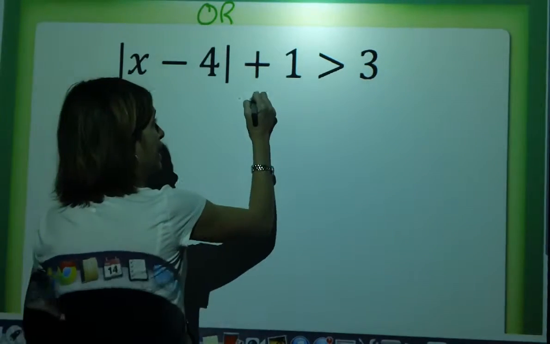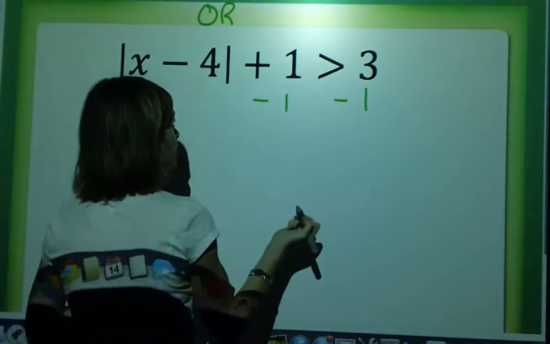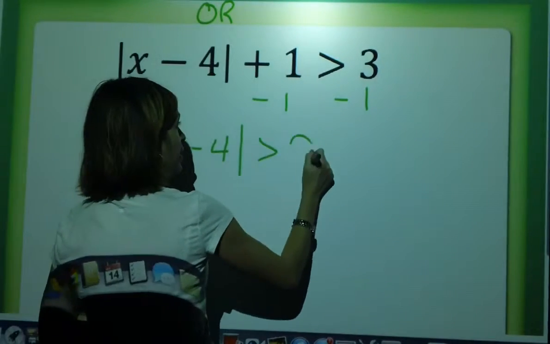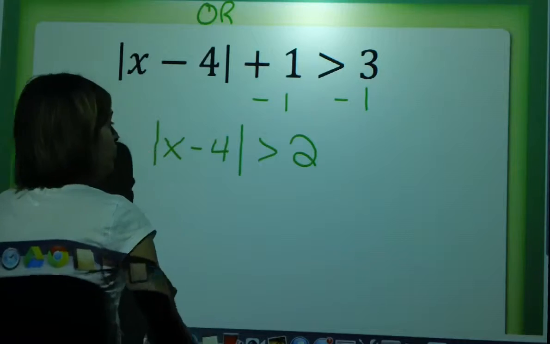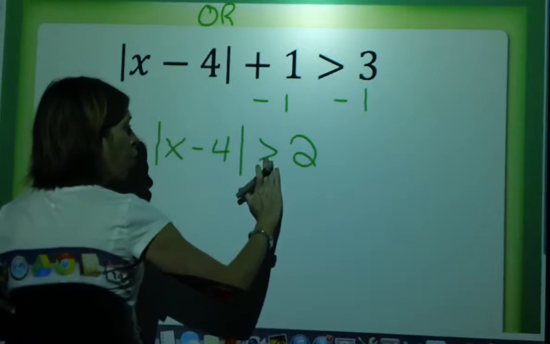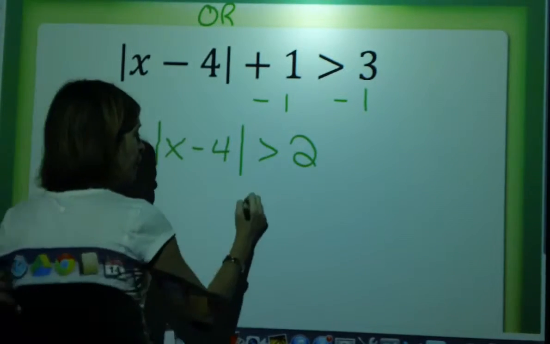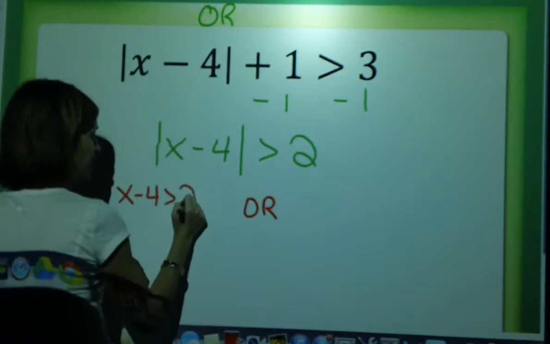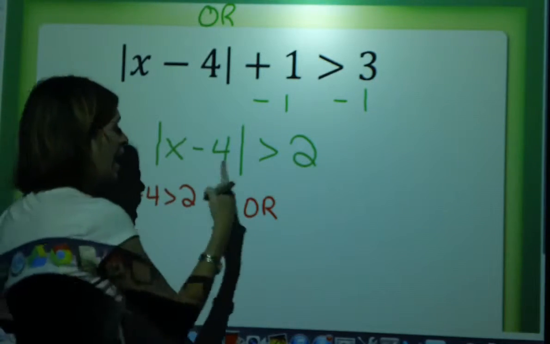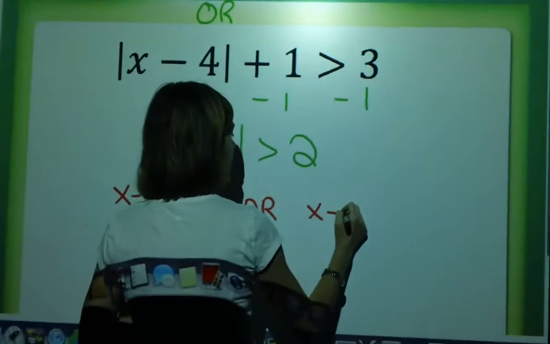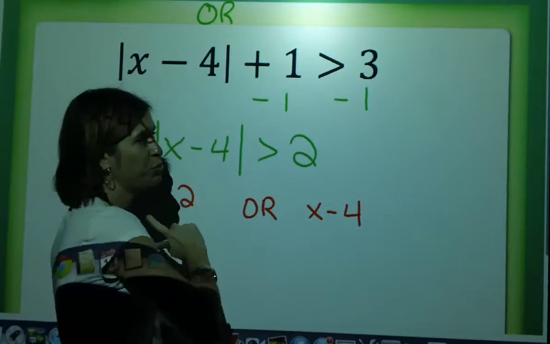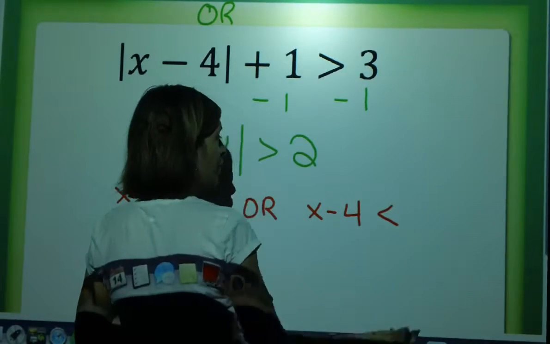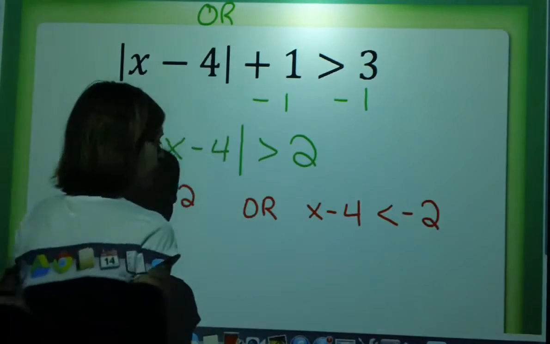Okay, so step 1 would be to isolate your absolute value. So we get the absolute value of x minus 4 is greater than 2. Then we know that it's an absolute value greater than 2, so I need to make a compound inequality with the word or. I keep exactly what I have, just take it out of the absolute value bars. And on the other one, I keep what's in the absolute value because you never change what's in the absolute value, never. And then you change the direction of the inequality and you change the sign of the number.